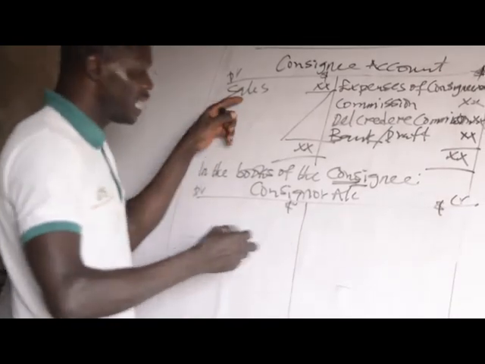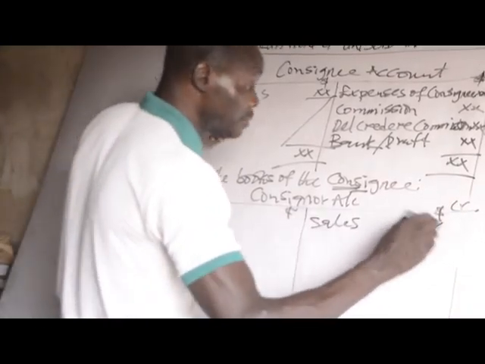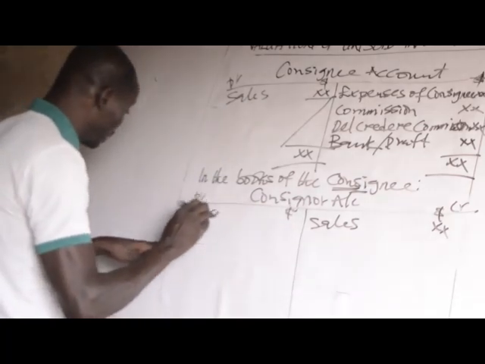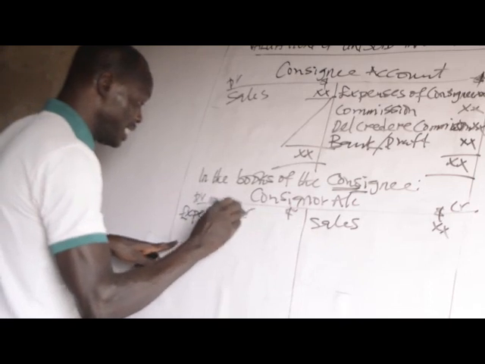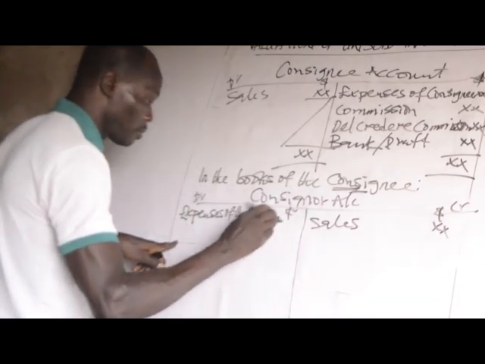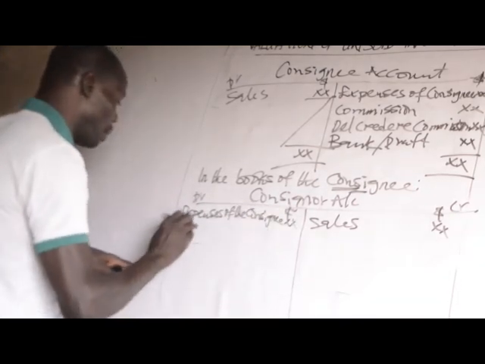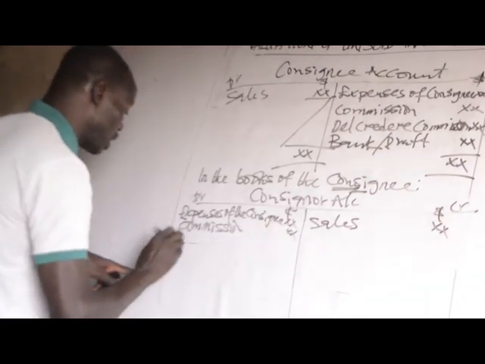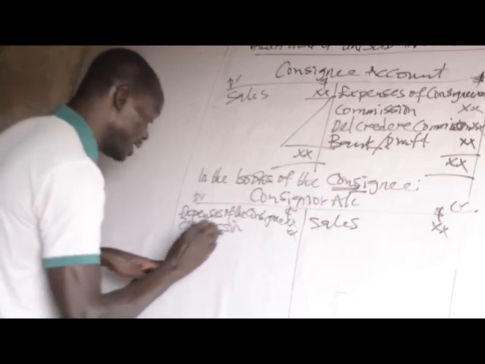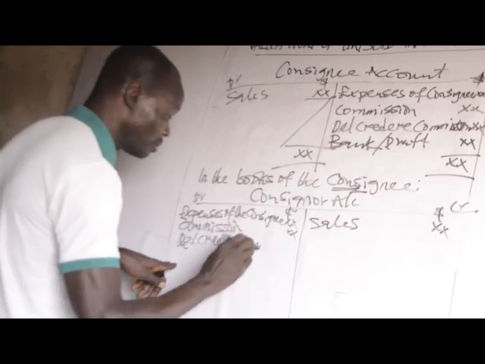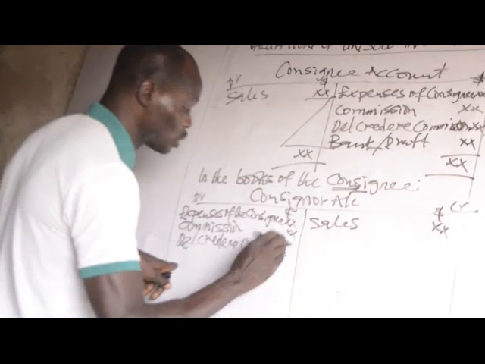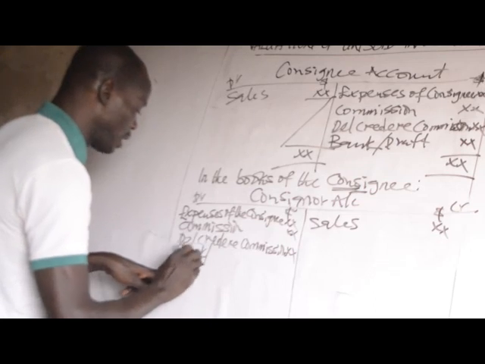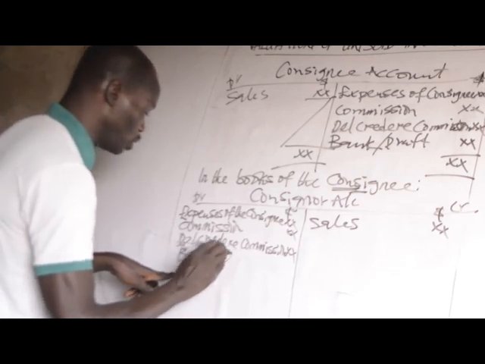So in that case, you have your sales at the credit side, then the expenses of the consignee, not the expenses of the consignor. Then the commission paid or payable to the consignee, the del credere commission, if any, and the balance to be remitted, maybe by check, draft or bills.